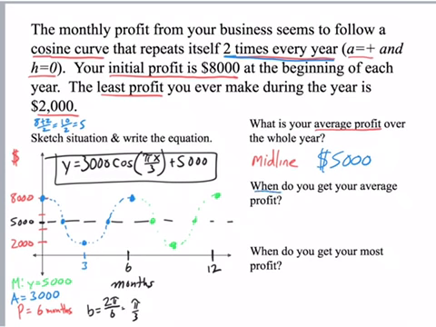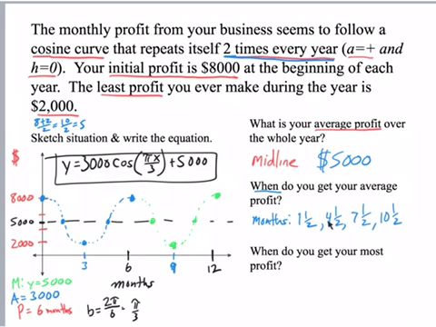Okay, next question is, when do you get the average profit? So when, it's talking months. So we have an average here, here, here, and here. So there's 4 spots at which I get the average. So this is halfway between 0 and 3. So that's months 1.5. Halfway through month 1. Okay, the next one would be halfway between 3 and 6, which is 4.5. And then halfway between 6 and 9, wouldn't that be 7.5? And halfway between 9 and 12 would be 10.5.